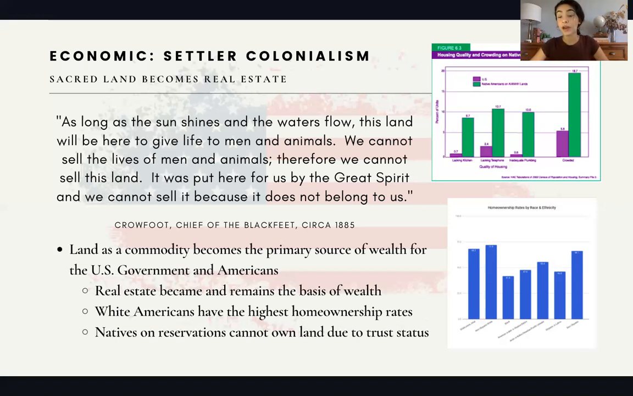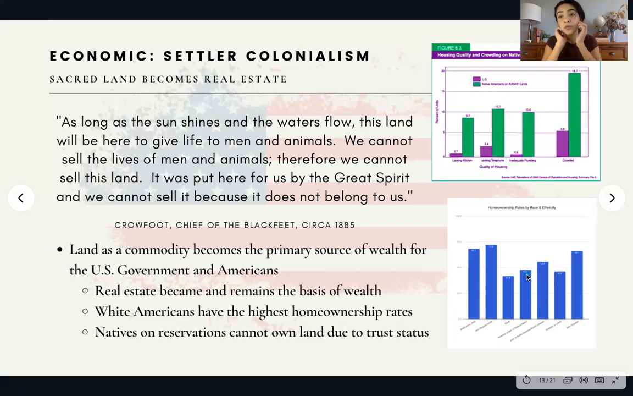White Americans have the highest home ownership rates. Native Americans' home ownership rates are significantly lower. If a Native American lives on a reservation, very rarely can they own their own land due to trust status, which we'll talk about in 2 weeks. But I have these statistics on the right-hand side where you can see this is white home ownership and this is Native American home ownership.